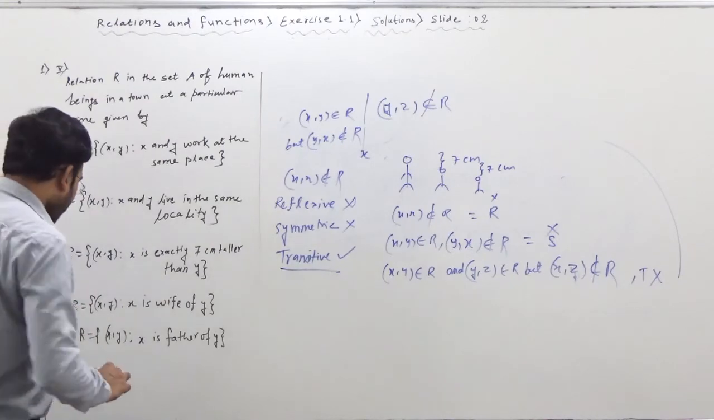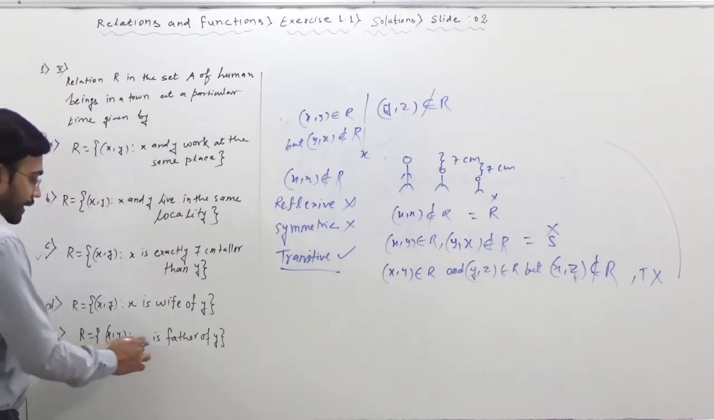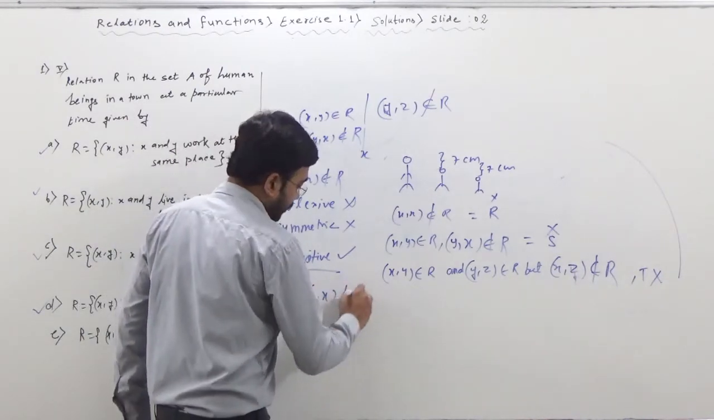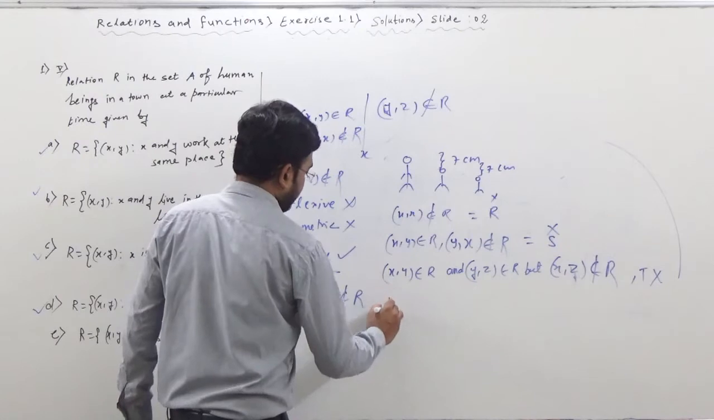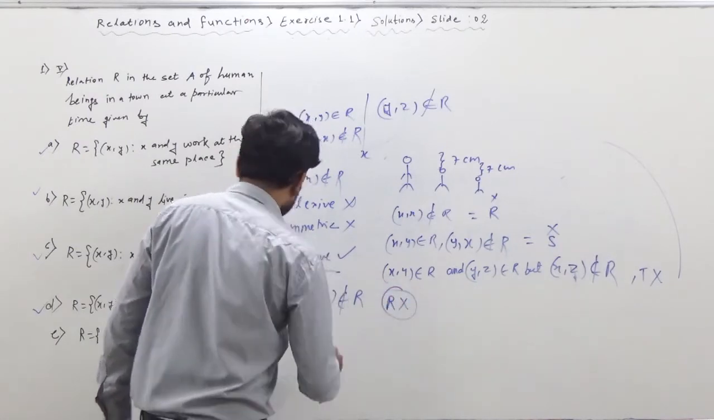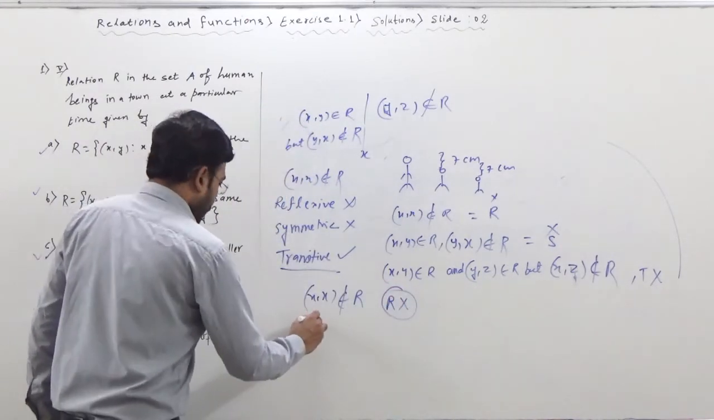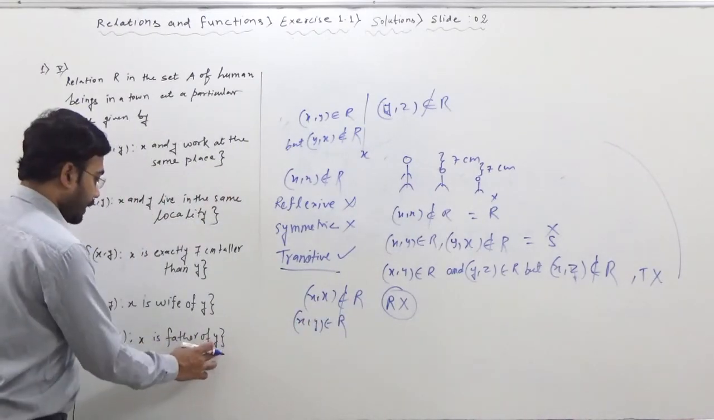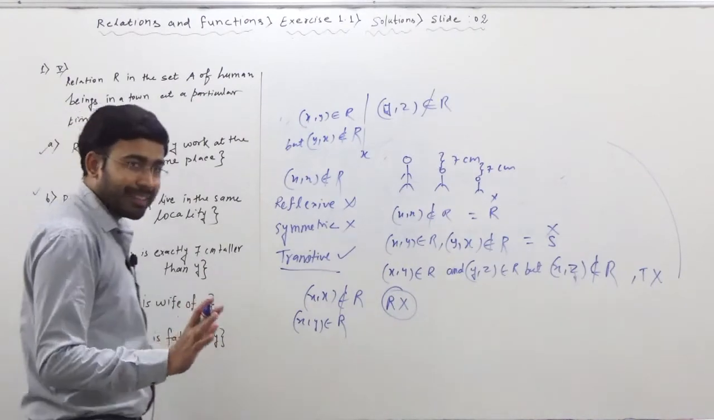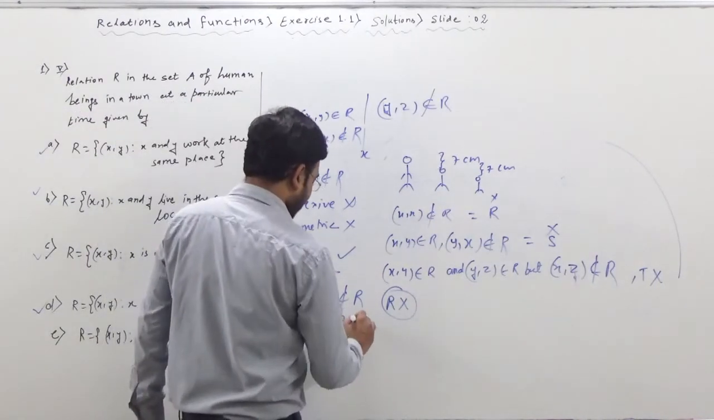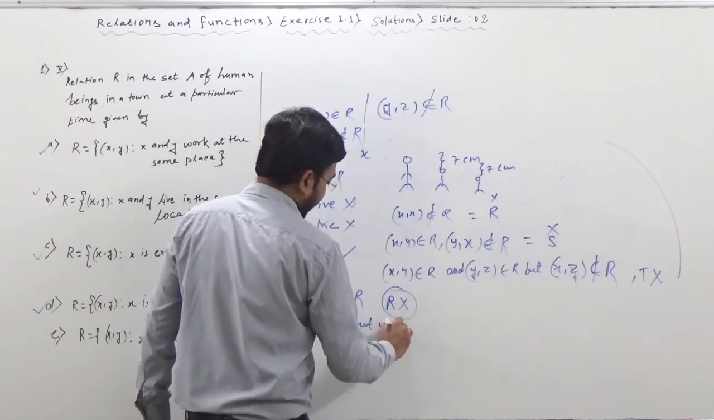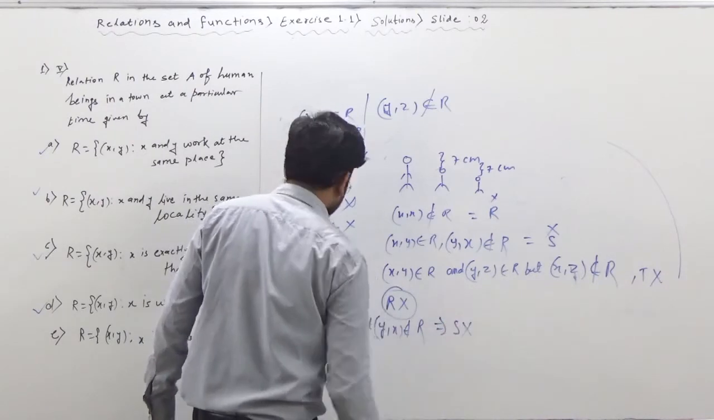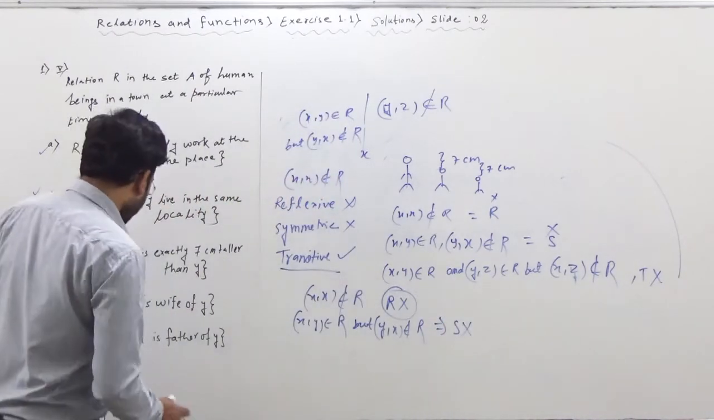Okay, next one, R is equal to x comma y, x is father of y. So x comma x is highly impossible, so this is not going to be reflexive. Now x comma y belongs to R. If x is father of y, then y cannot be father of x. Yes or no? So x comma y is there, but y comma x will not belong to R. So this is not going to be a symmetric relation. No, it's not symmetric. Now what about transitive?